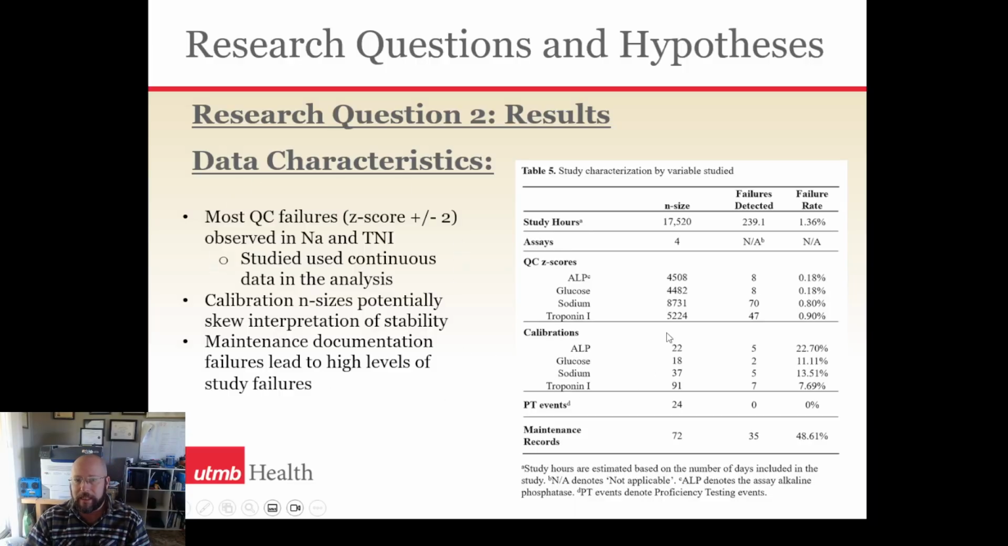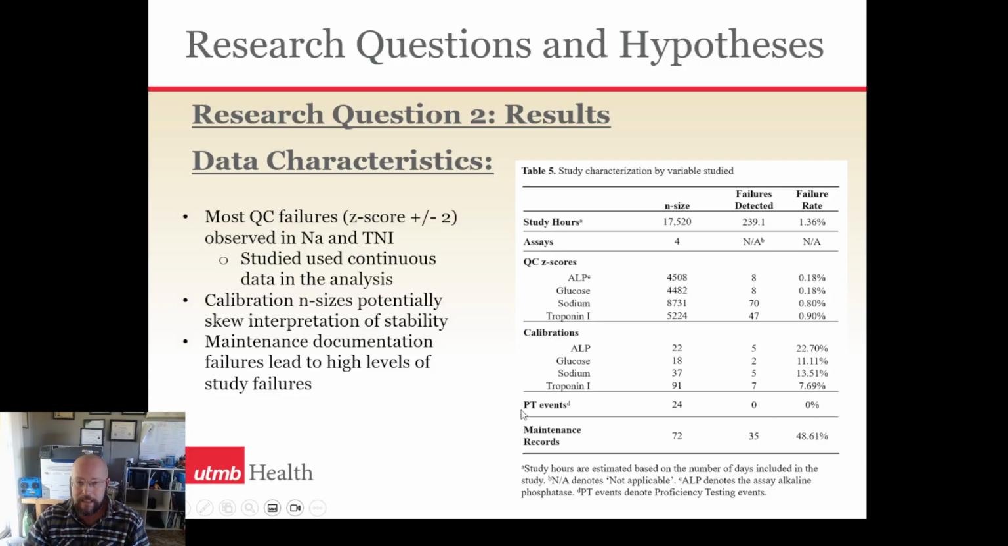Quality control was converted into z-score, so you can see the number of failures detected here. Troponin had the most with the highest level of failure rate. Again, this does not imply that UTMB was running quality control or running patient samples when QC failed. This only indicates that there was a failure that then had to be corrected. And again, my question is, do these failures correlate with mechanical failure? And you can kind of see the failure rates here as everything's together. We had 0% on our PT events.